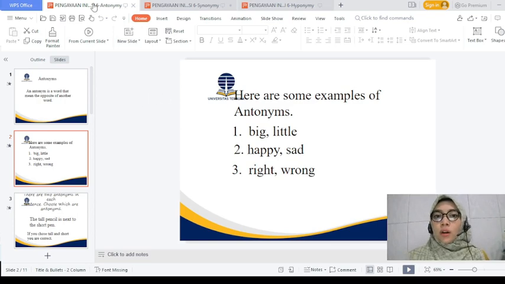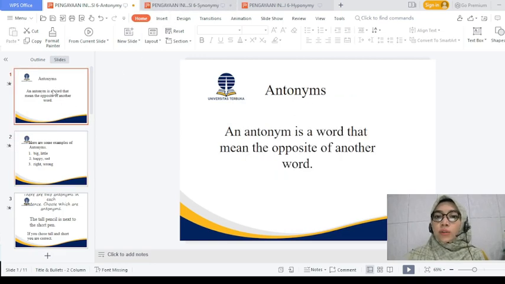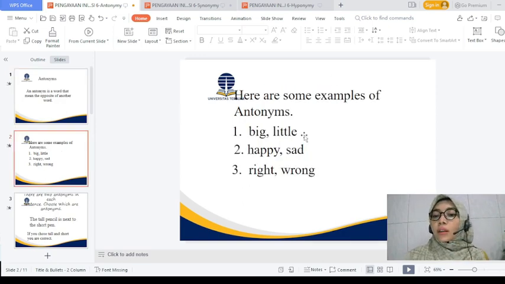So I guess that most of you are already familiar with the terms antonym and synonym. In your slide you can see the definition of the antonym. Antonym is a word that means the opposite of another word, whereas synonym is a word that has similar meaning with another word. This is the example of the antonym. The word big has the opposite meaning with little, whereas happy has the opposite meaning with the word sad. The same with red and brown.